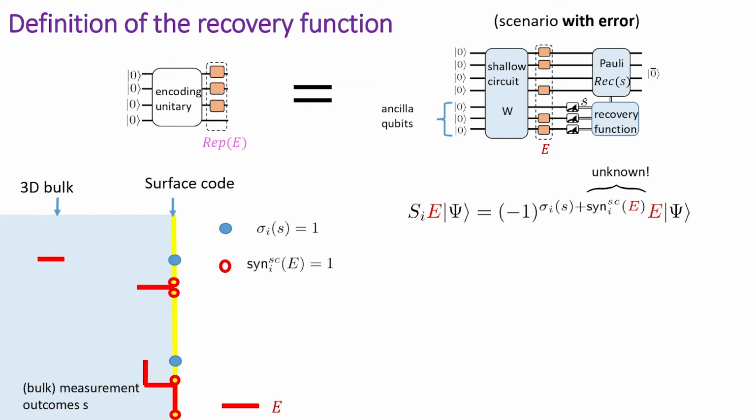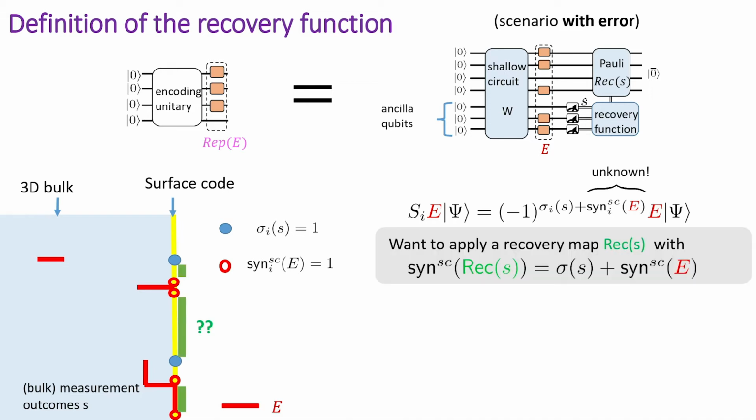So the important thing here is that the syndrome caused by the error, we cannot observe it because we're not measuring the stabilizers of the surface codes. We're only doing single qubit measurements in the bulk. Okay? So we know about these excitations, we don't know about these. In principle, we want to match up all of them. So we should find a recovery map that does this, but we don't know the error, and we don't know the syndrome caused by the error on the surface code.